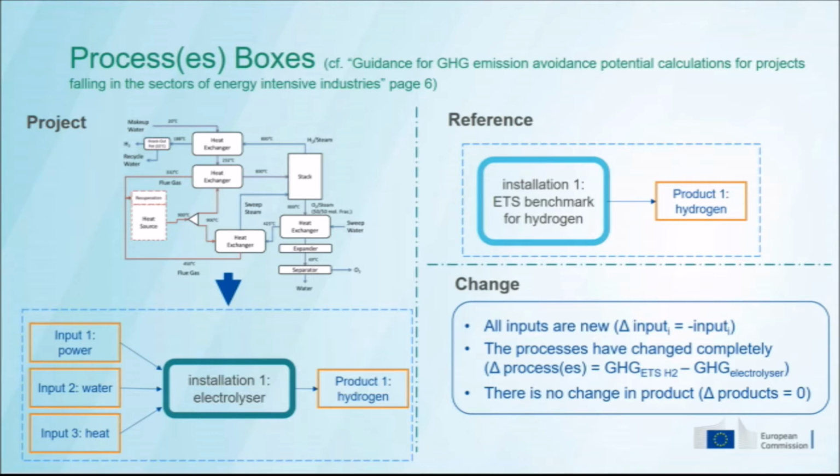The reference, as we mentioned earlier, is the ETS benchmark for hydrogen. So again, you just have one installation. You have one product, which is hydrogen. So the inputs, now we're at the bottom right of the slide, we're looking at the change. So all the inputs are new. So the processes have changed completely. But there is no change in the product, so the delta products is equal to 0. So basically we have a new process and we have new inputs, and that's really what's changed. The product at the end hasn't changed. Next slide, please.